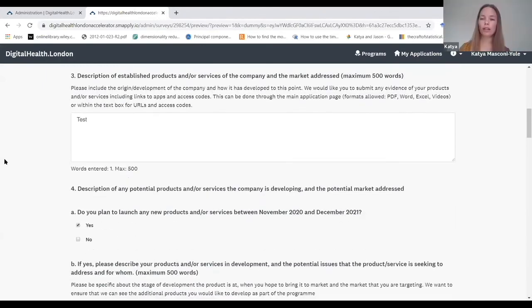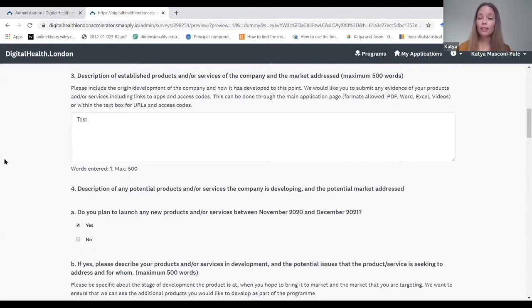The next set of questions look for more detail about the products or services that your company has both established and is ready to buy on the market, as well as those that are in development. Question 3, we really look for more detail of the products that are already available to purchase or use by the health and care sector.